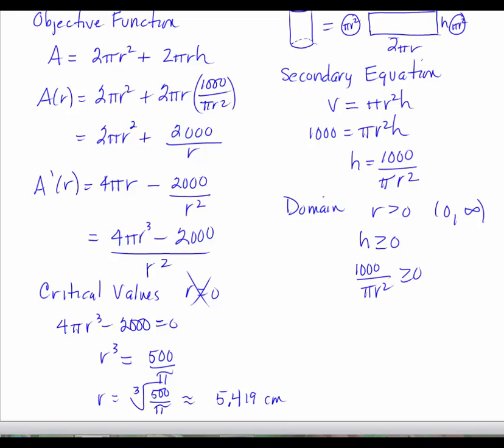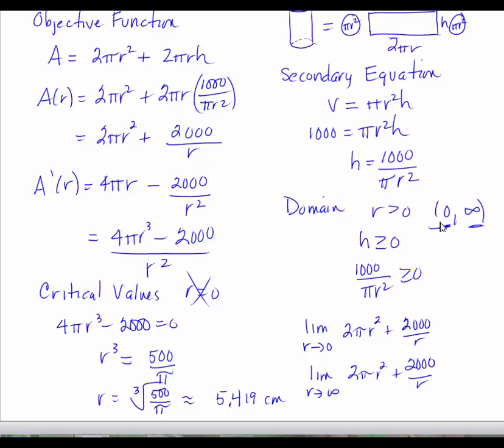Now I know that at my critical value, if I only have one critical value, it's got to be an absolute max or an absolute min. So we now want to confirm that the absolute min in fact does occur here, and we'll do that by looking at our endpoints. In this case, we can't test our endpoints by plugging those values into the function because the function is not defined there. We can look at the end behavior by looking at a limit.